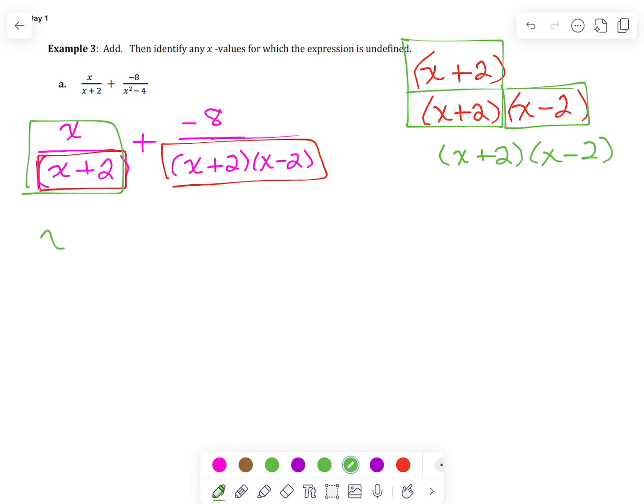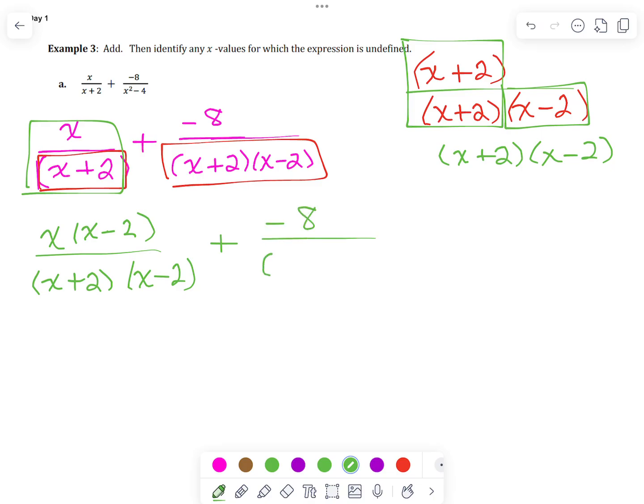If we notice, this first fraction does not have the x minus 2, so we have to multiply the numerator and the denominator by what we're missing from the LCD. So we multiply both the numerator and denominator by x minus 2. The second fraction just stays as it is because it already has the LCD pieces of x plus 2 and x minus 2. So now we look, both of our denominators are the same.